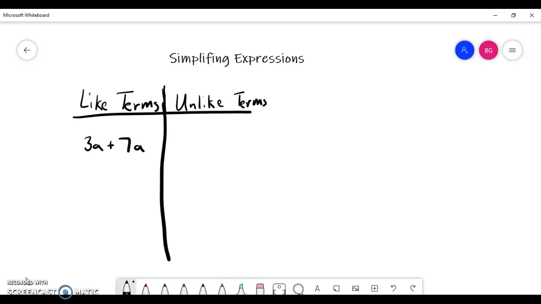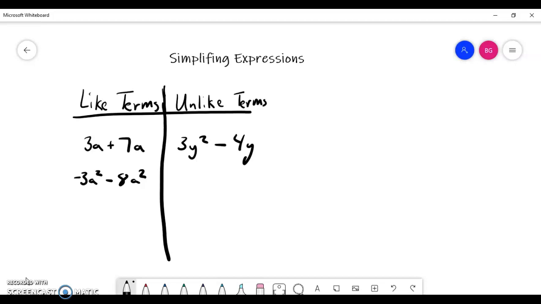Another example of a like term could be negative 3a squared minus 8a squared. They both have an exponent of 2 and they both have just an a. An example of an unlike term in this case would be something like 3y squared minus 4y. Remember, the coefficients don't matter in this case. They both have a y, but the first one has a y squared, and the second one has a y to the first power. Those aren't the same exponents, so those are unlike terms.